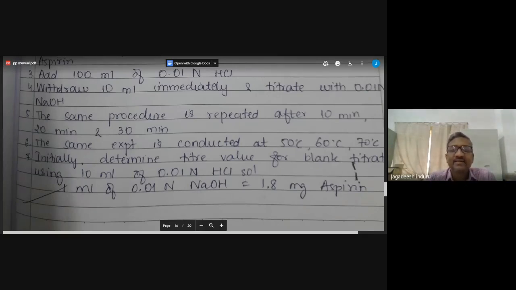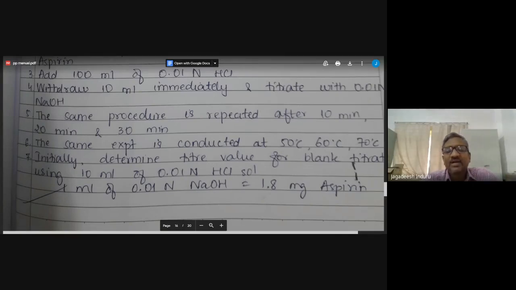So initially we determine the titer value of the blank titration using the 10 ml of 0.1 normal HCl, and that is 1 ml of 0.1 normal HCl is equivalent to 1.8 mg of the aspirin. So whatever is present, which is specifically reacting with aspirin, that 1 ml of sodium hydroxide 0.1 normal is equivalent to 1.8 mg of the aspirin. This is actually 1 mole of sodium hydroxide is going to react with 1 mole of aspirin.